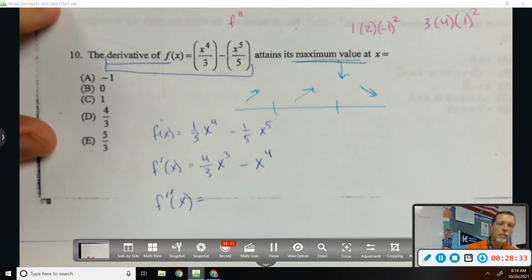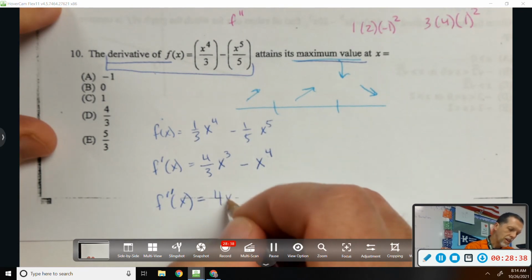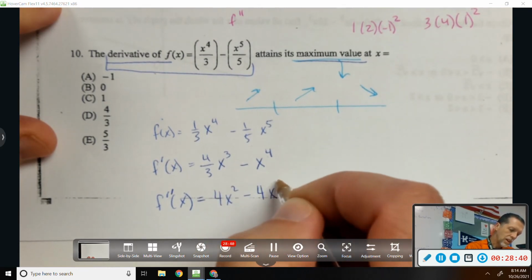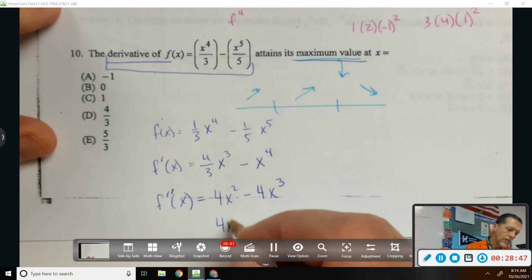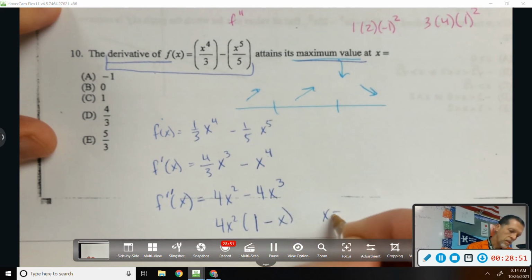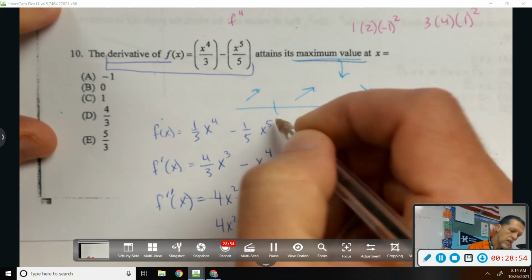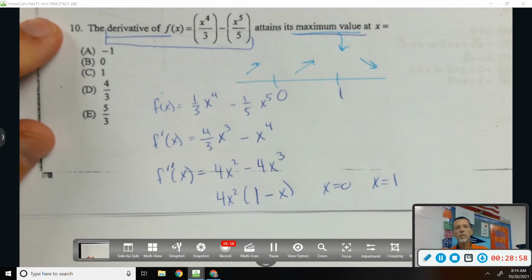The f double prime. And now I see why those weird fractions were in there, because that works out to be kind of nice in terms of setting it equal to 0. So 0 and 1 are our critical points of the first derivative. I'll phrase it that way.